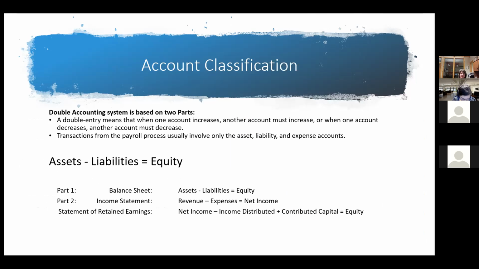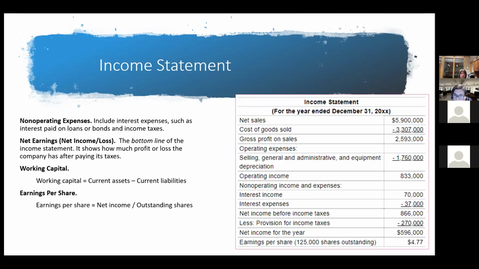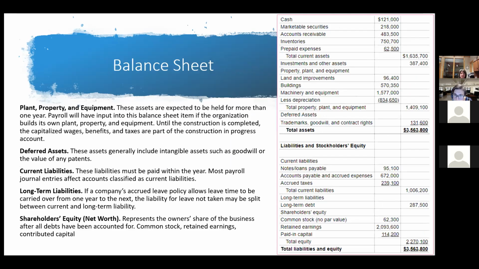So accounting classification. So be sure and understand our accounts. So assets minus liabilities equal the equity. So on a balance sheet, again, we looked at the assets, liabilities, and equity. So let's just pop back there real quick. So these are our assets, liabilities, our loans, our notes, our payroll tax liability equals our equity.